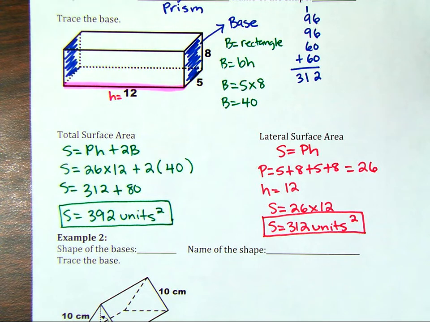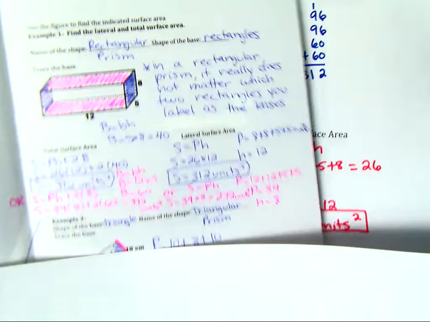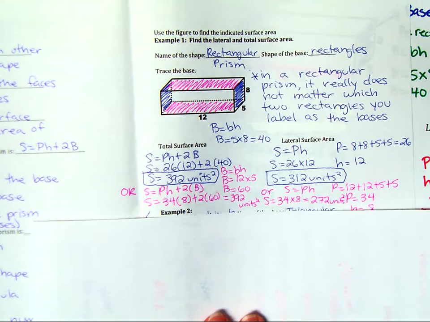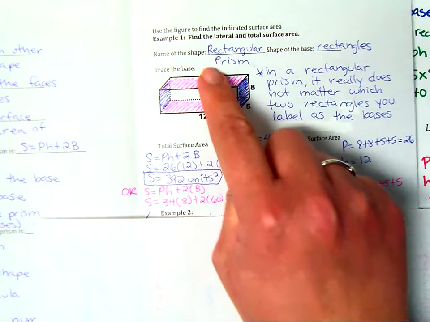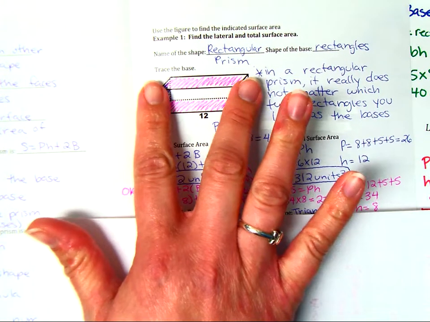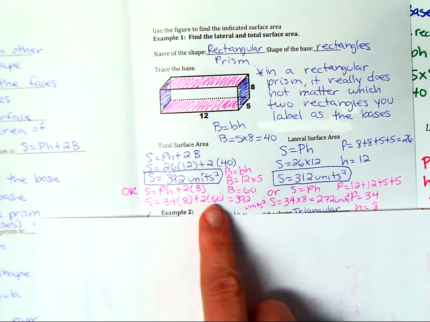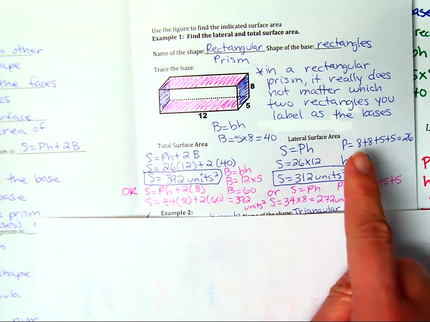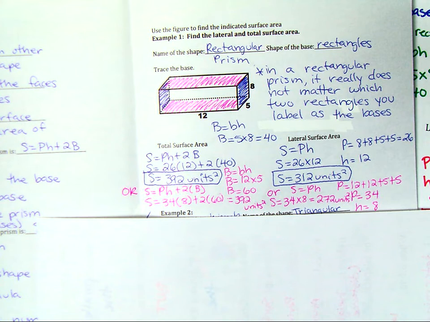Okay, this will be in the scanned copy of your notes as well. It doesn't matter actually which two rectangles that you identify as your bases. These are some notes that I had done another time. So if I had shaded these two in pink and said that those I thought were my bases, that would be okay. I would still get the same total surface area. The only thing that would be different would be the lateral surface area. Okay, so that's something to think about.